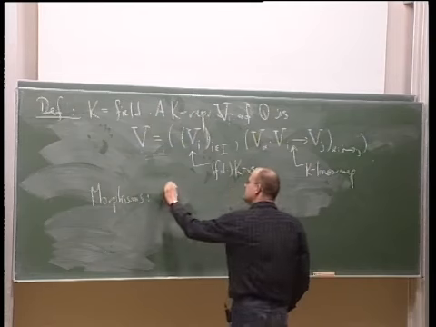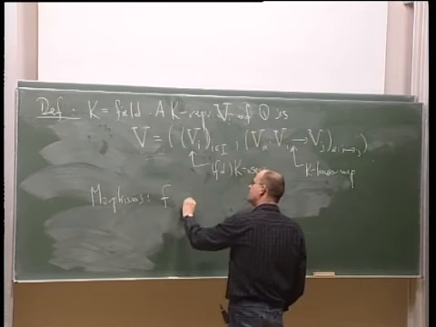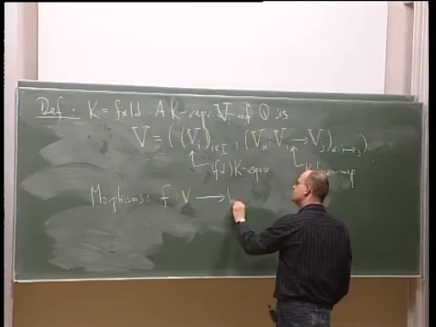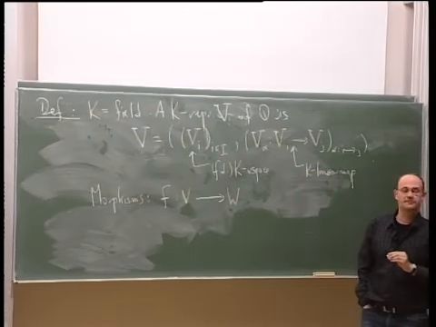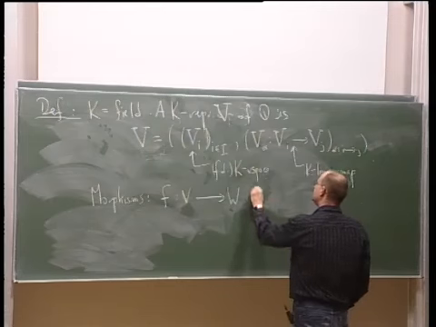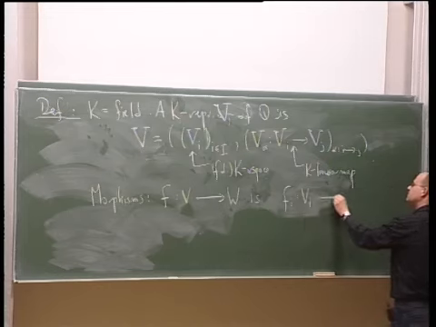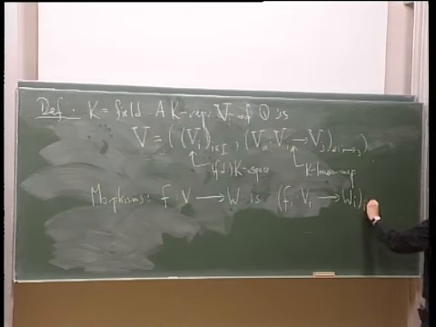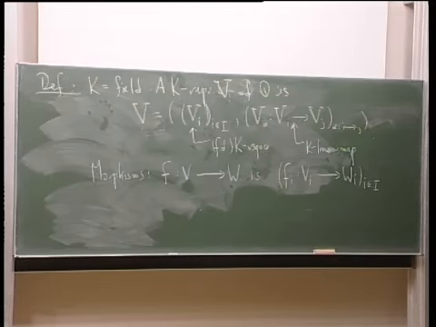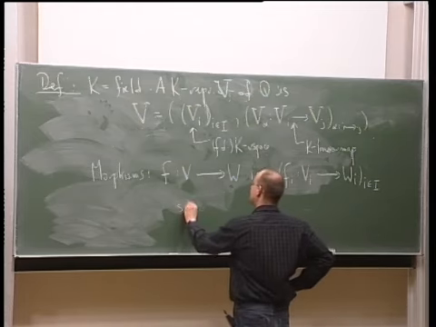A morphism F between 2 quiver representations is the following. Again, it's a tuple of linear maps between the vector spaces which are involved, one linear map for each vertex, with one condition: all diagrams should commute.